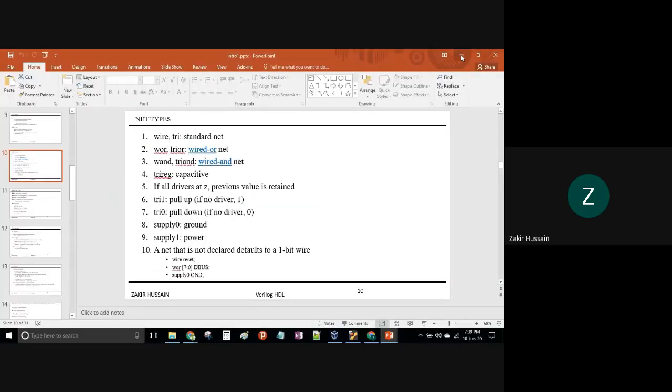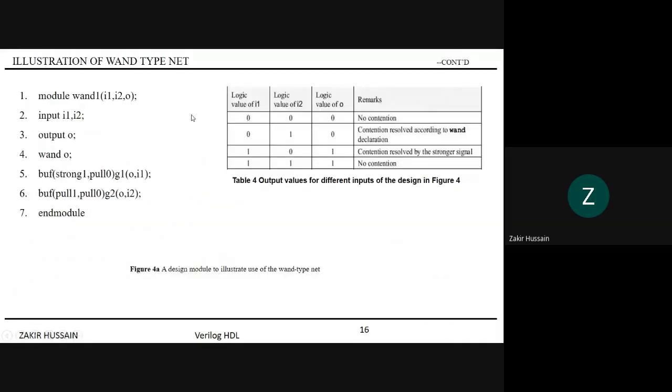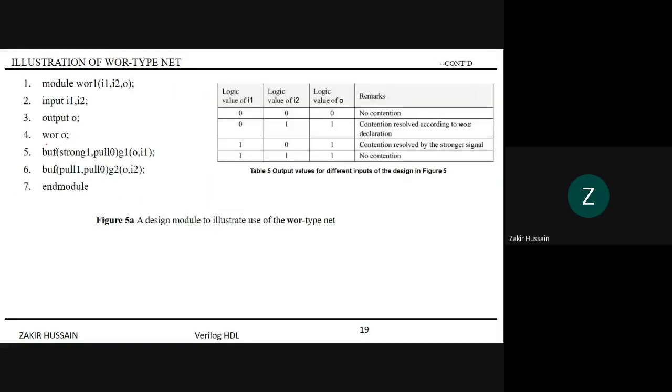So what you have asked depends upon the type of gate that we are using. Just let me quickly illustrate this one. In this example, if you see, this is WAND. Notice that WAND is used. Now if you see the other example here, the same example, with I1, I2, O, I1, I2, O. Same buffer, strong one, pull zero, pull one, pull zero. Same example, with a WAND here.